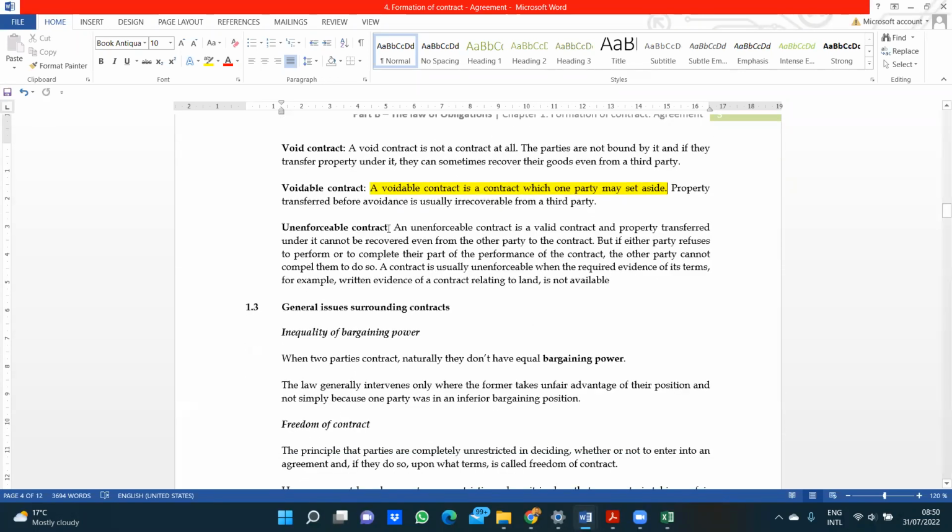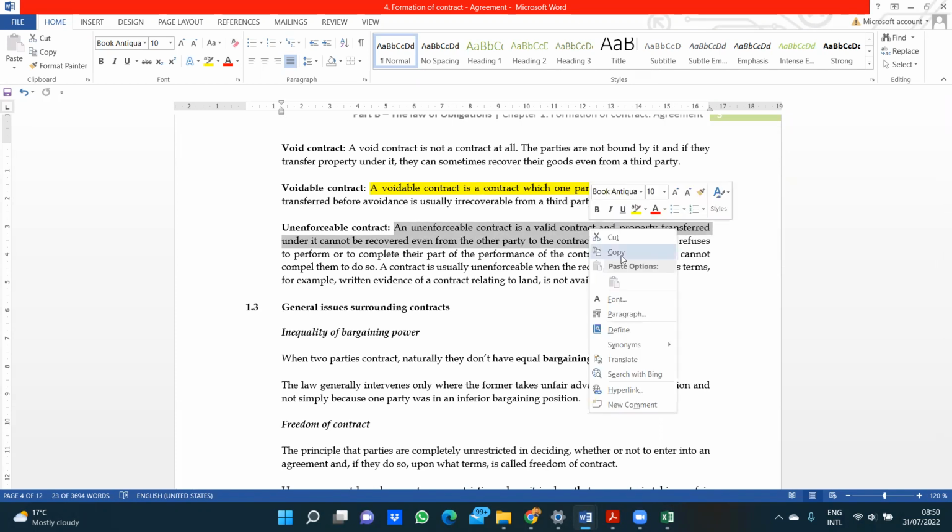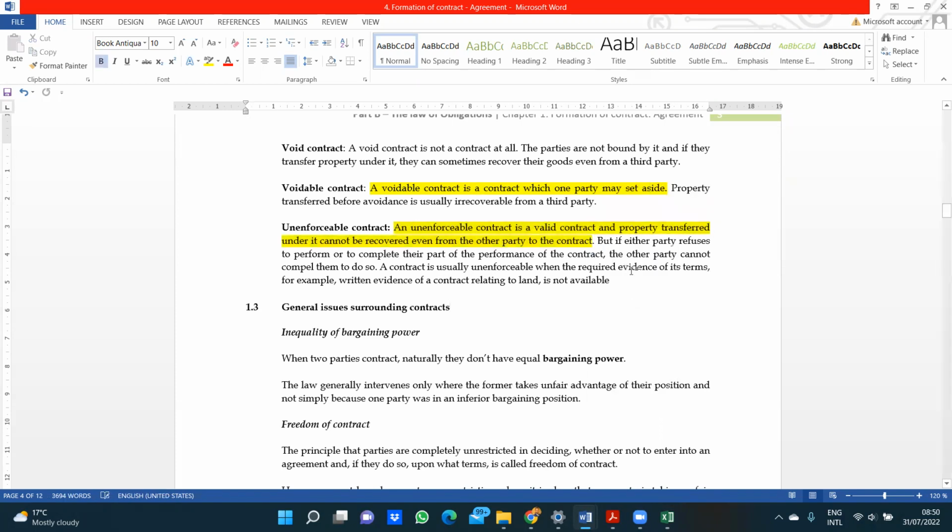An unenforceable contract. An unenforceable contract is a valid contract, and property transferred under it cannot be recovered from the other party of the contract. Okay, an unenforceable contract is a valid contract first of all. But if one party refuses to perform or complete their part of the performance of the contract, the other party cannot compel them to do so.